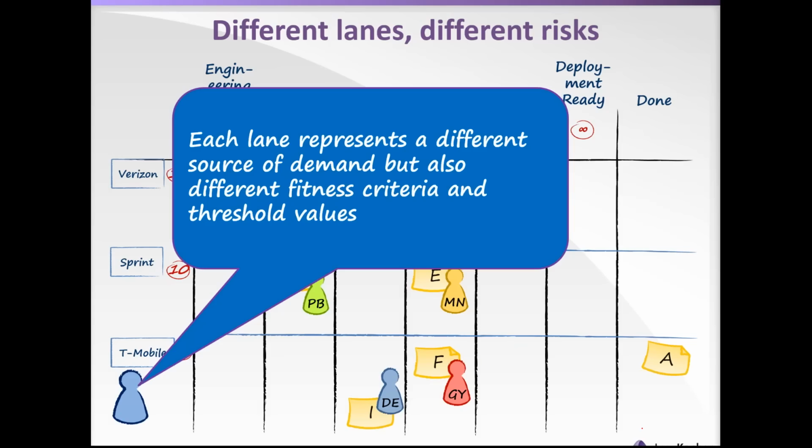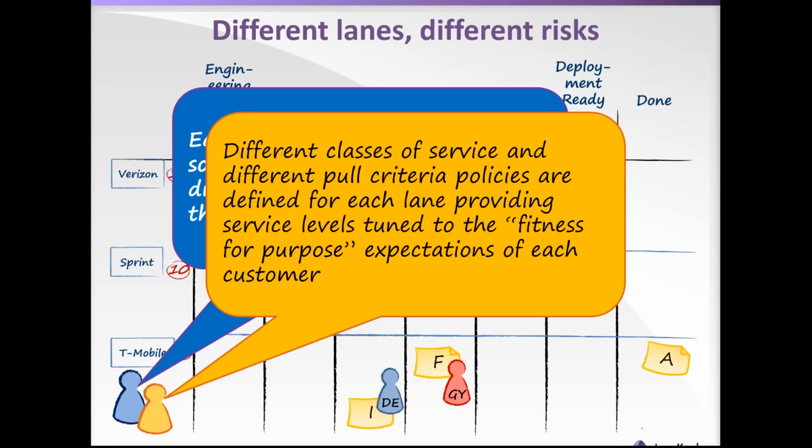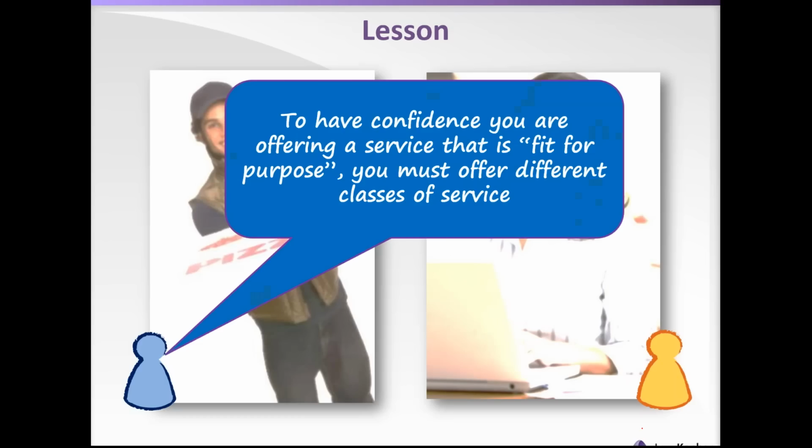So each lane representing a different source of demand with different fitness criteria and different threshold values. Different classes of service for each lane, and these have been specifically tuned to the customer. So the lesson here is that to have confidence we're offering a service, that we've got a business that's fit for purpose, we must be offering multiple classes of service. If we're not, the implication is that our market's entirely homogeneous. We're only serving one segment, and that's very unusual in the modern world.